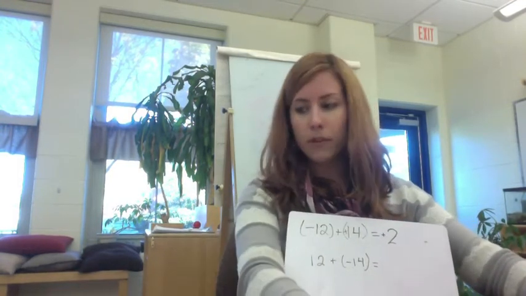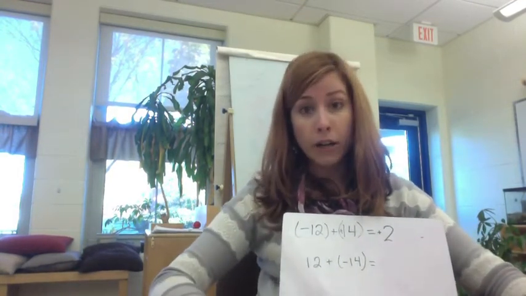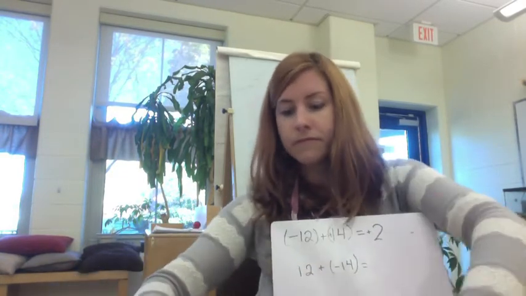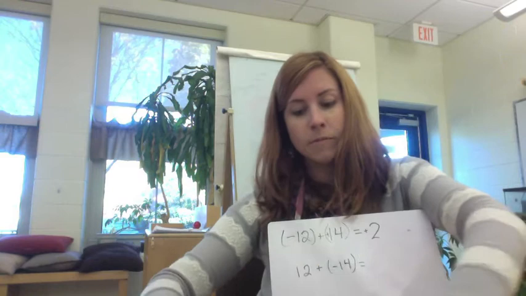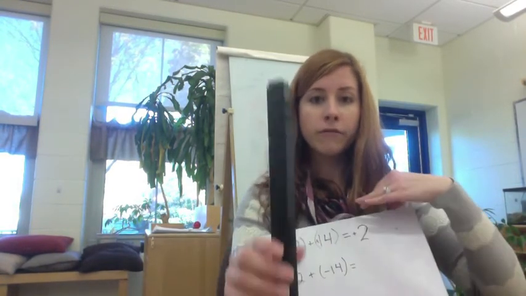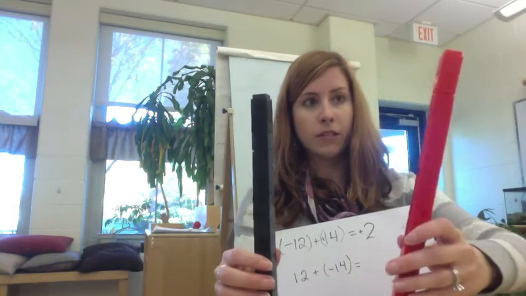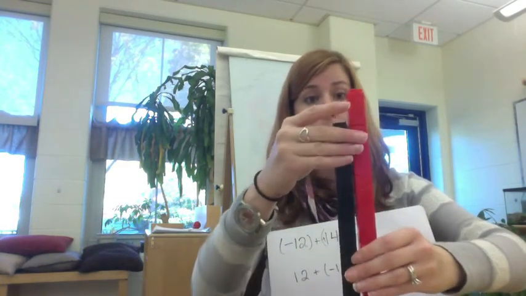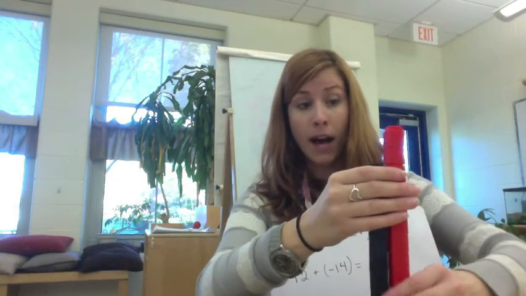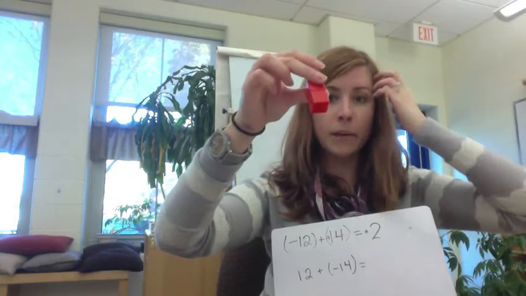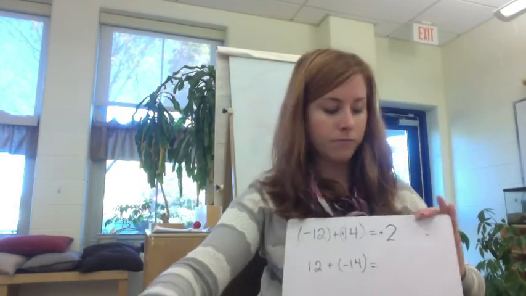Now let's see what happens when I have a positive 12 and a negative 14. Here's my positive 12. Here's my negative 14. Again, the red and the black cancel each other out because it's like I owed $1 and then I paid it back. And I'm left with negative 2.